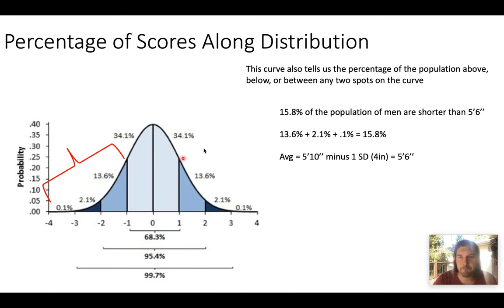How would I do that? Well, I would find 5'6". If my mean is 5'10" and my standard deviation is 4, then 5'6" is exactly 4 inches or 1 standard deviation below the mean. And if I wanted to know what percentage of men are shorter than 5'6", I can simply add up these probabilities to get 15.8%. So 15.8% of men are shorter than 5'6". So again, suddenly you have this really great tool at your disposal for making decisions about the relative extremity of a score.